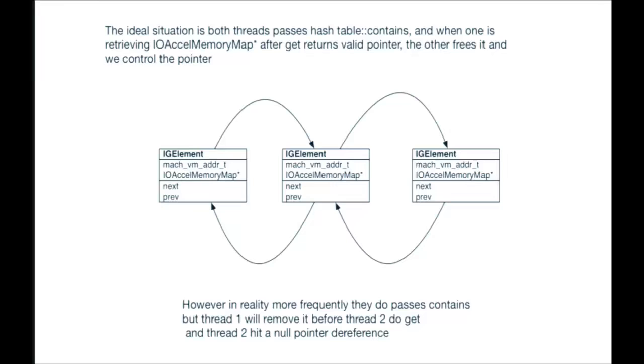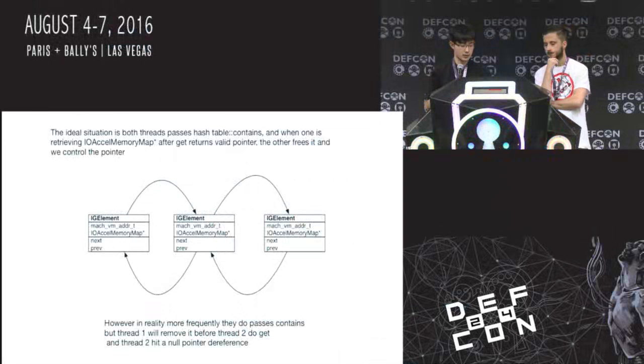So the ideal situation that we originally imagined was that if we race the threads, they will pass the hash table's contents check. And when one is retrieving a pointer from this element, the other will free it, and we can fill something in this freed element and get RIP control, to get the instruction pointer control. But in reality, we did some testing, and we found that the two threads do pass the contents check, but thread one is actually faster, maybe 10 meters per second faster than the second thread. And maybe there are some scheduling policy issues with Apple, and thread one will remove this element before thread two gets access to this element. And thread two will unfortunately hit a null pointer dereference.